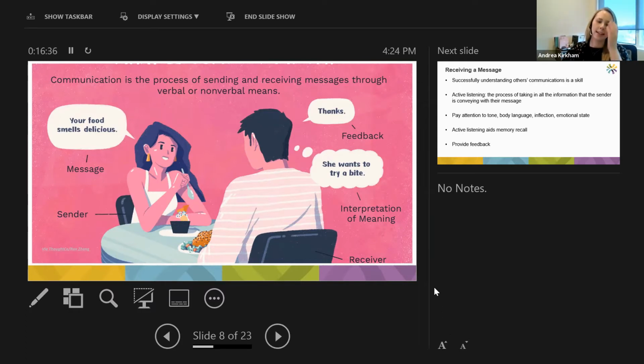In this case, this individual has interpreted it, they're thinking, oh, she wants to try a bite. That's their interpretation of what she said. But you could interpret this in a whole variety of ways, depending on the day, your mood, the tone, body language that you've received from the sender. It can really vary.